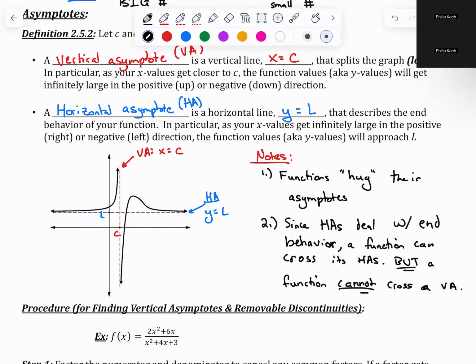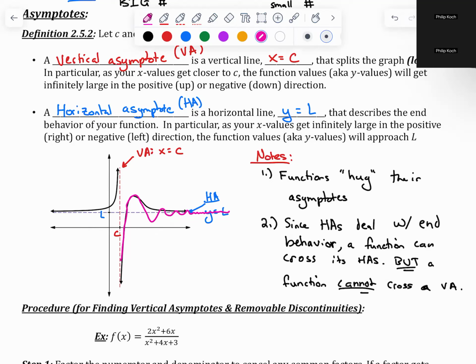So, we talked about the hugging thing. Horizontal asymptotes have to do with what's happening very, very far out. So it is fine for your function to cross over a horizontal asymptote. It doesn't happen very frequently, but it happens enough that I want to mention it's okay. In fact, in my calculus course, I give them a problem that has a graph that looks like this. It's possible for you to cross over your horizontal asymptote infinitely many times because it has to do with what's happening at infinity or negative infinity.